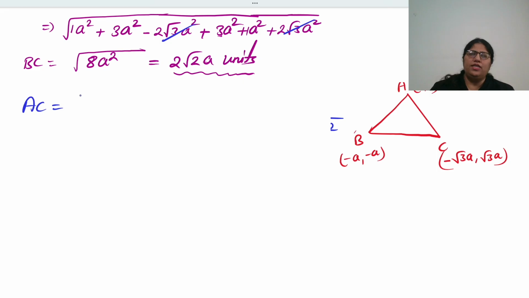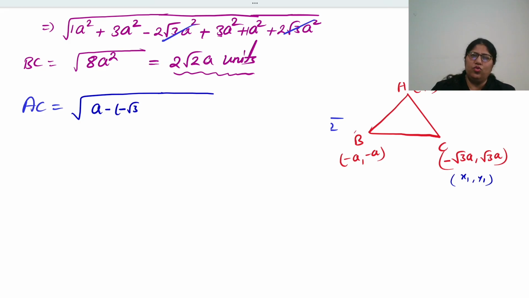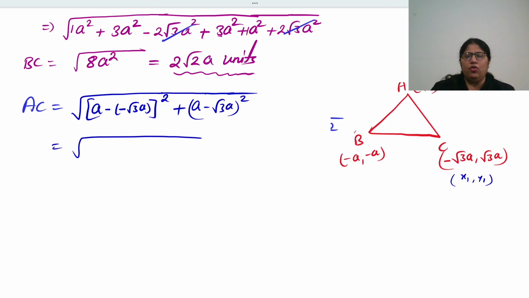So what is the length of AC here? I'll take C as x2, y2, so that I will not get any negative sign here. This can be x1, y1. So it's going to be here a minus of minus root 3a. You can write down like this also, or you can write down directly a plus root 3a plus a minus root 3a, right? It's a whole square. Then after that, if I open this bracket, a plus root 3a whole square plus a minus root 3a whole square.